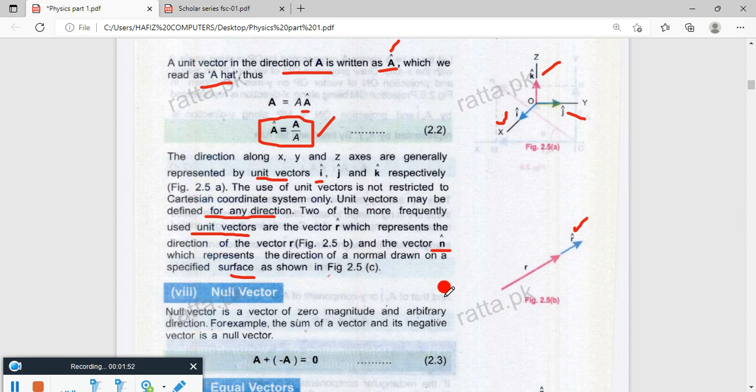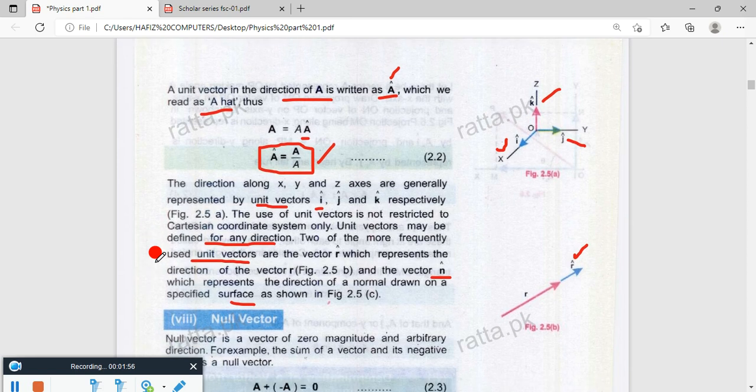So a unit vector can be defined for any direction. That's all from this video, in which we discussed the unit vector.